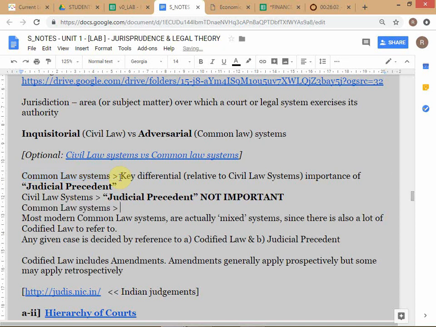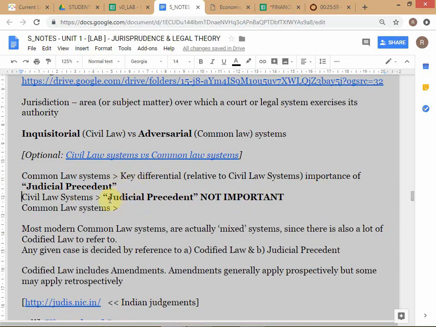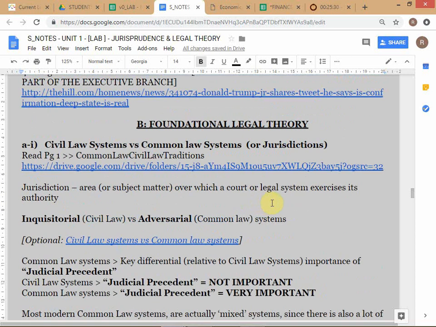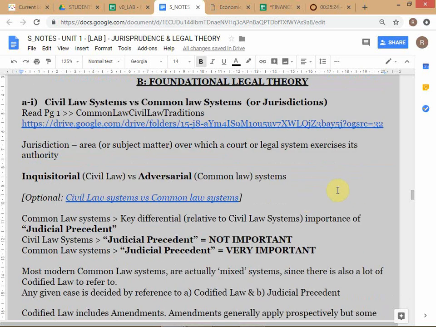So this is how we distinguish between the two. Here judicial precedent is very important. Then we'll understand what judicial precedent is. At this point, we're just labeling things, not really going too much into detail, except for the part where we discuss inquisitorial and adversarial. We are just saying that there are two broad types of legal systems, civil law systems versus common law systems, and you know where they are. Common law is an adversarial system, whereas civil law is an inquisitorial system.